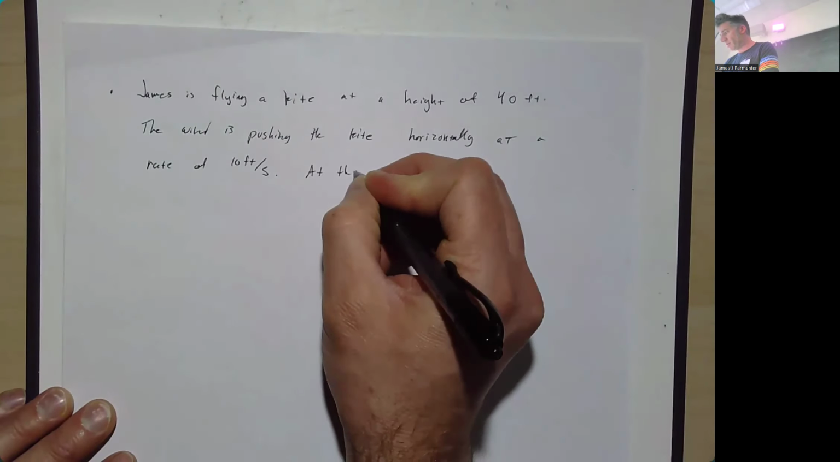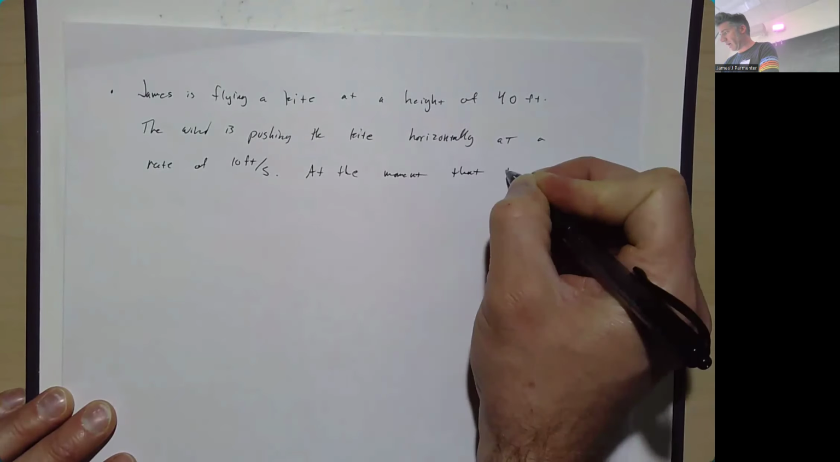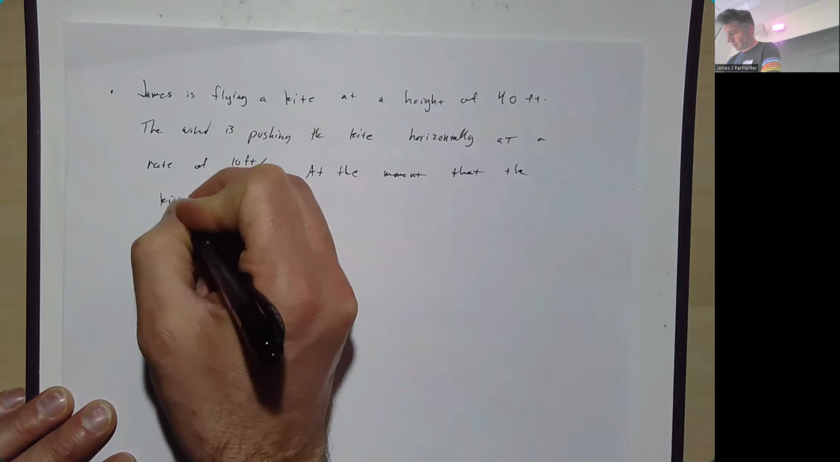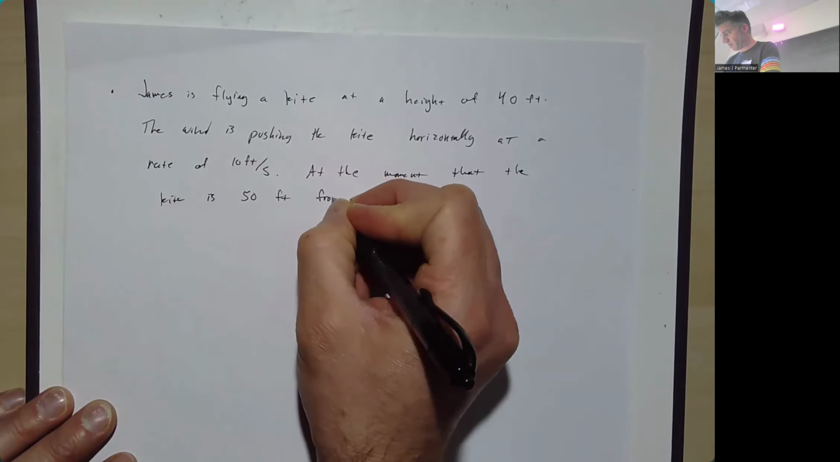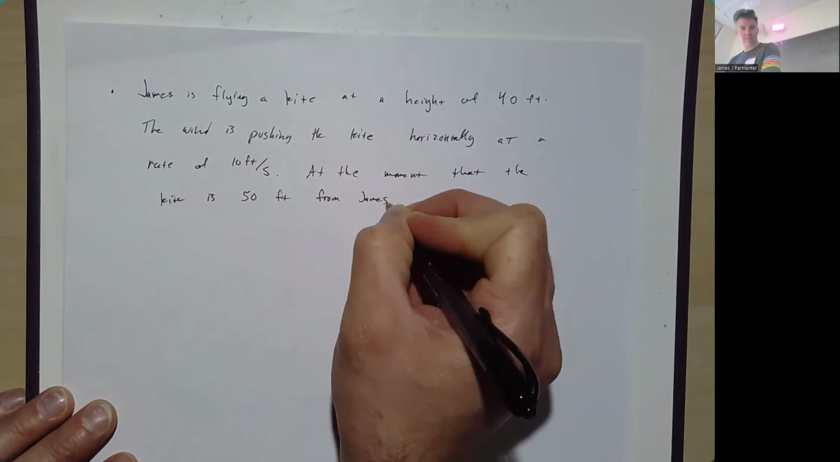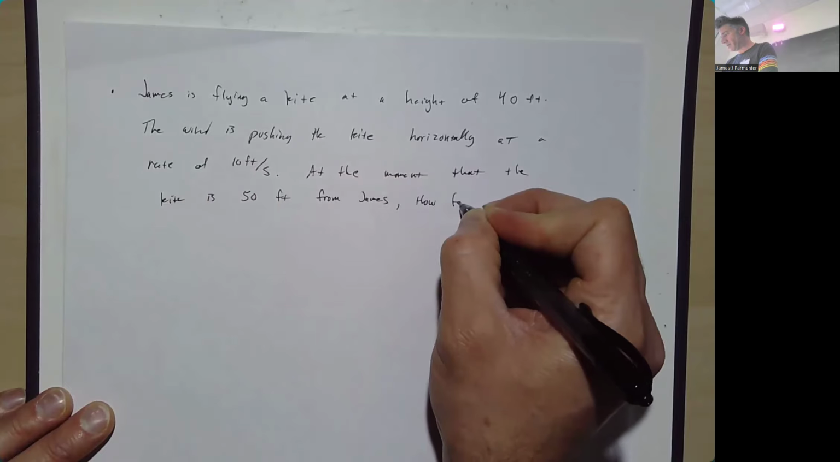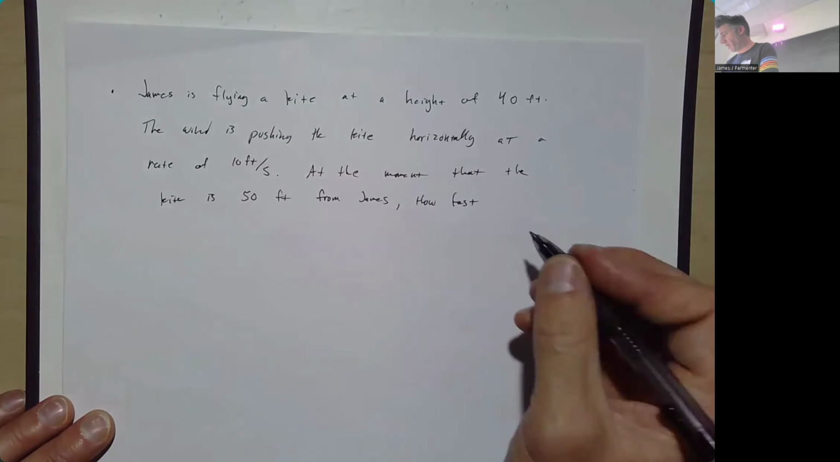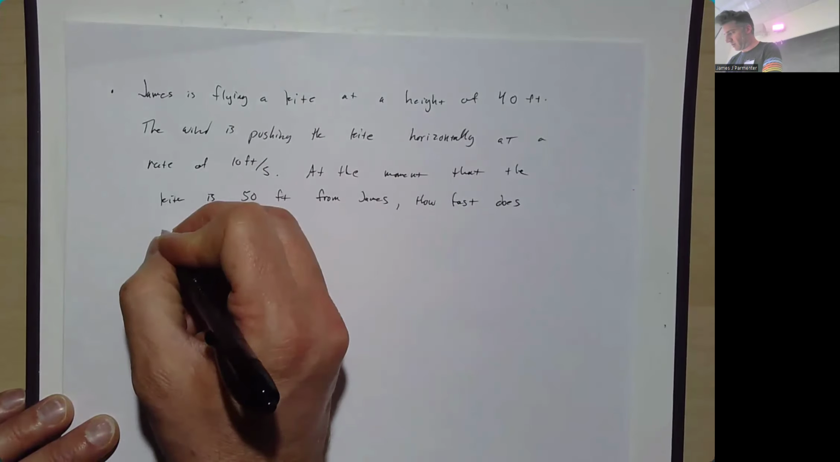At the moment that the kite is 50 feet from James, how fast, how am I writing this exceptionally awful today? How fast does James need to let the string out?